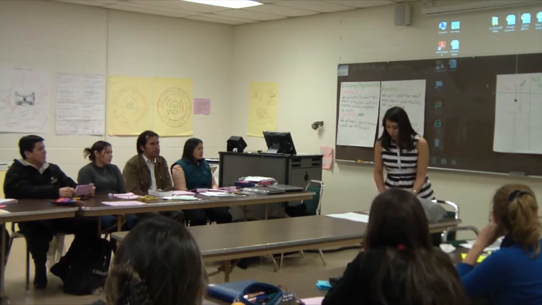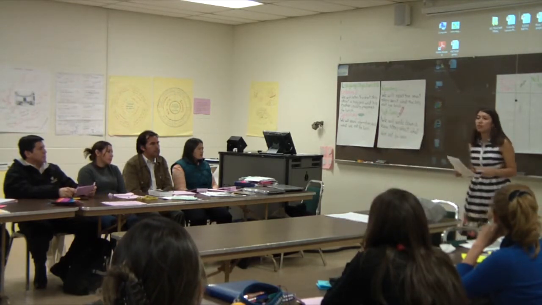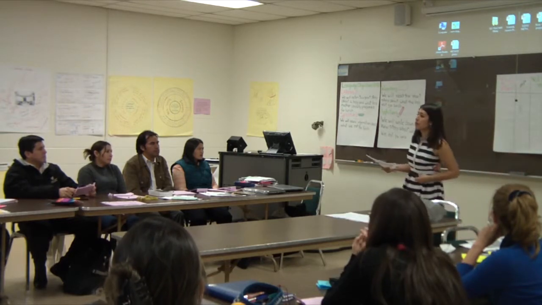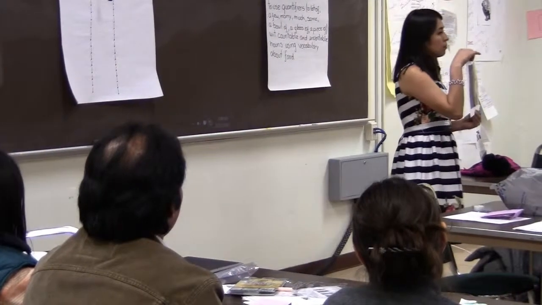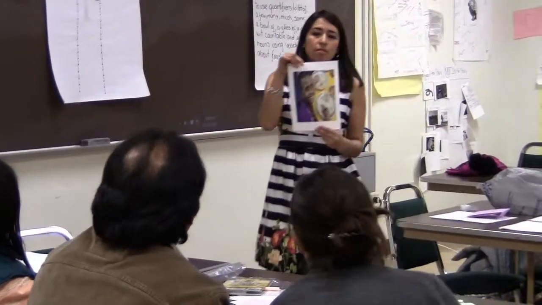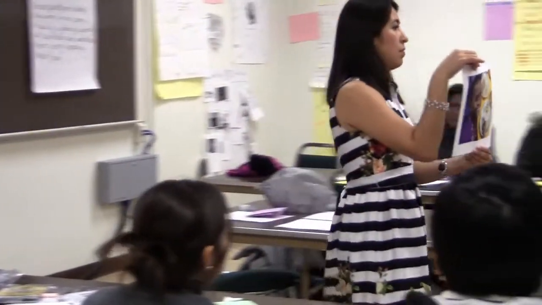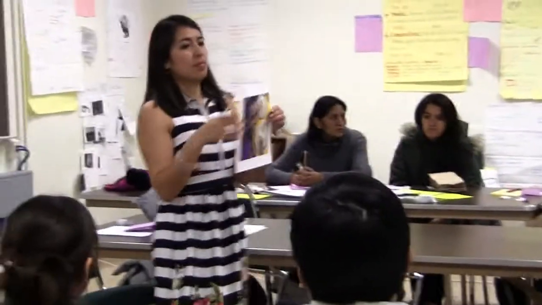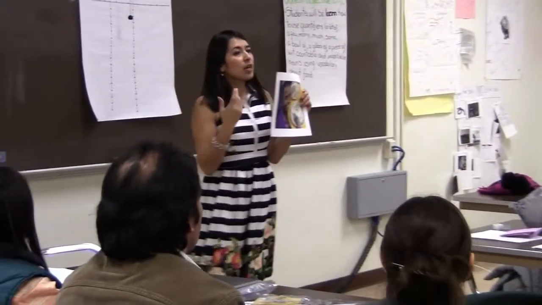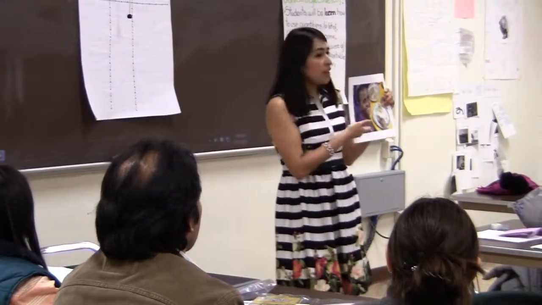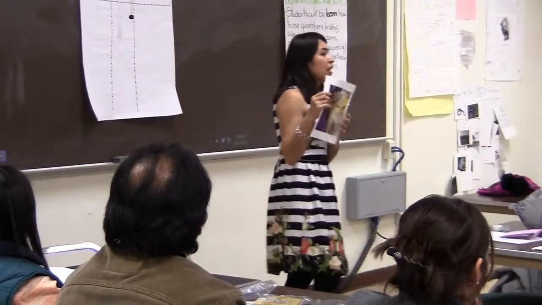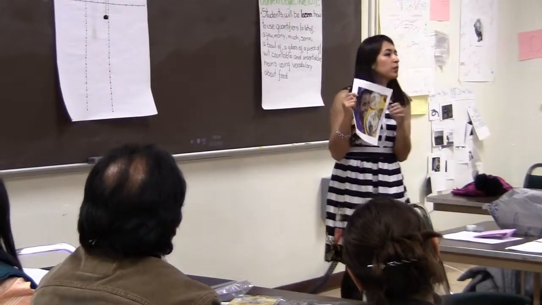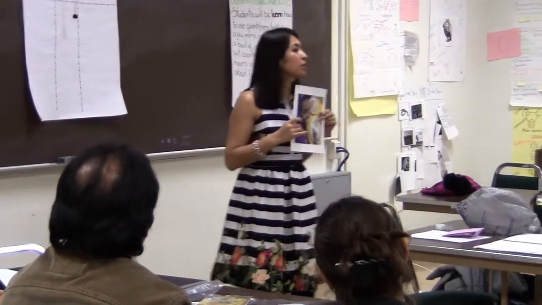Okay, very good. Now I'm going to present you a picture, and you have to guess. You have to make a prediction about what the reading is going to be. So, what do you think? What can you see? Okay, now you can make a prediction. For example, you can say, I think the reading is about a happy boy. Or maybe you can say, I think the reading is about food. Okay? So who wants to share your prediction?